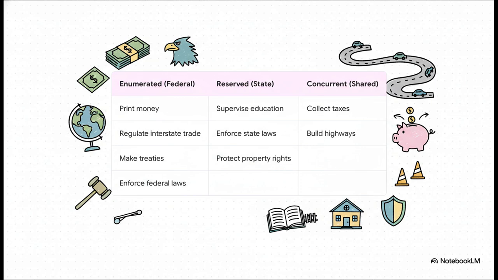You can see the logic here, right? Big national issues like printing one single type of money for the whole country or making treaties with other nations, that's got to be federal. But more local stuff like running schools or deciding on property rights, that's reserved for the states. And then you have these shared responsibilities, these concurrent powers like collecting taxes or building highways, because, well, both levels of government need to do those things to function.